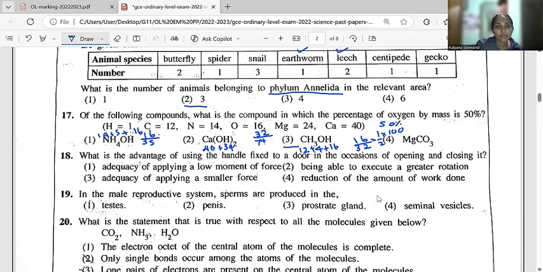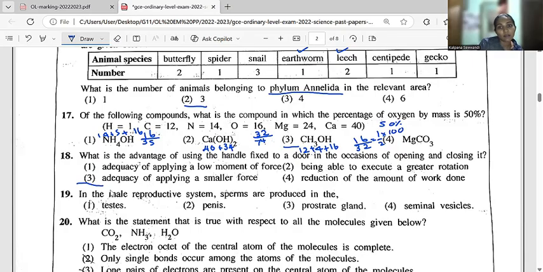What is the advantage of using a handle fixed to a door when opening and closing it? This can be found using the turning effect of a force. We know that when the perpendicular distance is greater, the force we need to apply reduces. So the answer for 18: the adequacy of applying a low moment of force. That's not the answer. Being able to execute a greater rotation, that's not it. Being adequate for applying a small force, that's the answer.